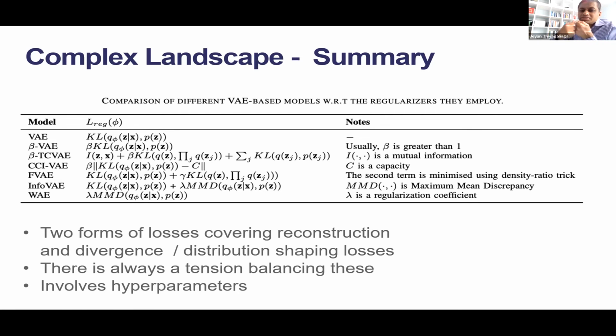And the problem is, you have to balance these. And in balancing it, you basically bring in lots of hyperparameters. So for example, in this particular case, you have a beta as a hyperparameter. In this case, you have a gamma as a hyperparameter, and so on and so forth. So the idea is every time you deal with these generative models or latent space models, you have to battle with these hyperparameters, and you have to tune them to get the right level of disentanglement.